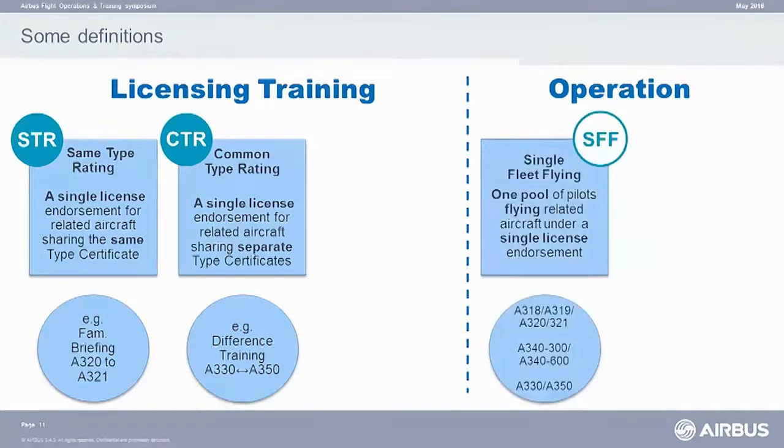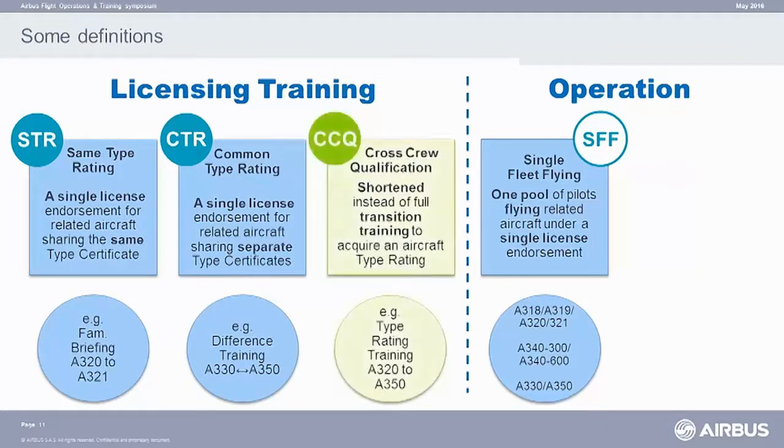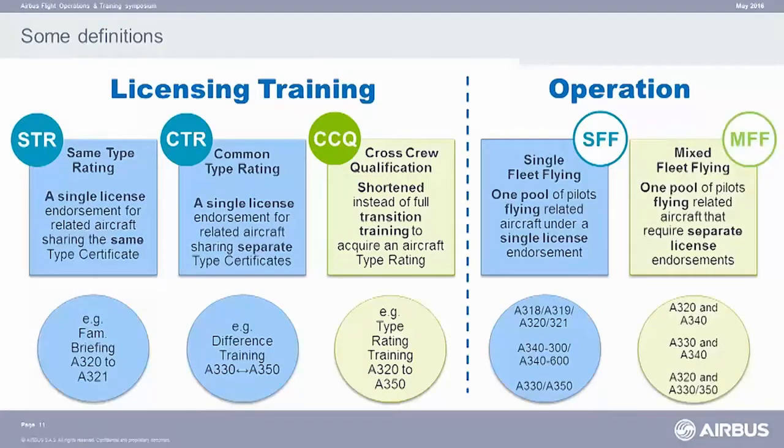In this case, with a single license endorsement, we can speak about single fleet flying operations. One pool of pilots is flying related aircraft under a single license endorsement. In other cases, on the training side, we'll speak about cross-crew qualification. A cross-crew qualification is a shortened training instead of a full transition training, taking the benefits of the commonalities, and in this case, on the operation side, we have to speak about mixed fleet flying operations. But again, we have one pool of pilots flying different aircraft.